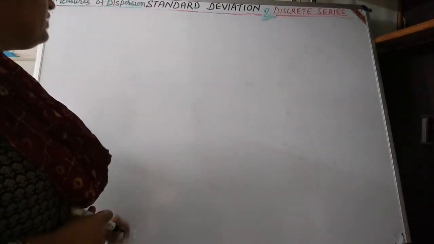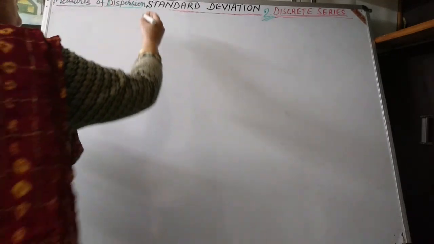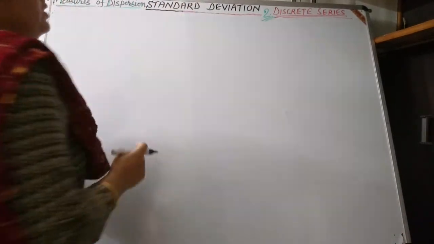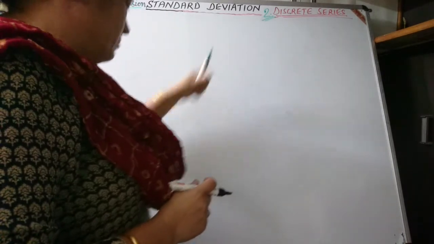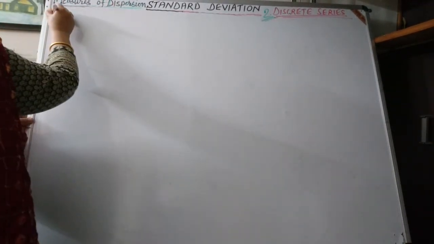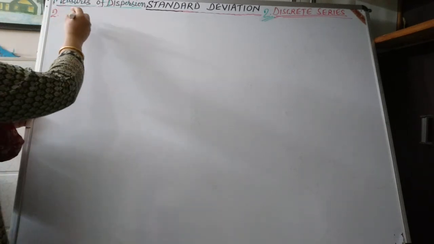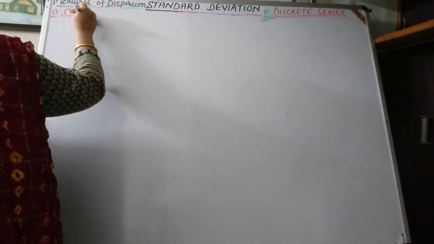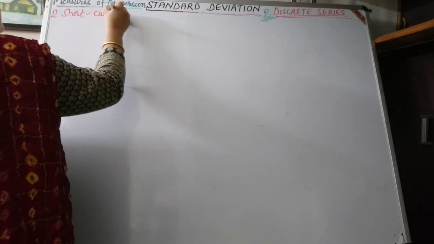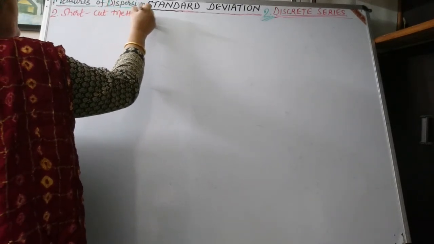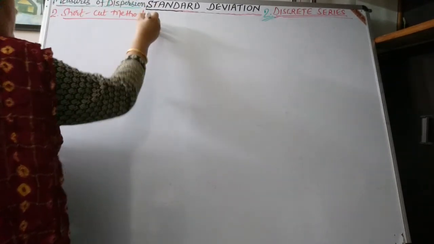In this video, we will clear the measure of standard deviation in discrete series by shortcut method. Recently, we have cleared the direct method. Next one is shortcut method. Let us write down the statement.